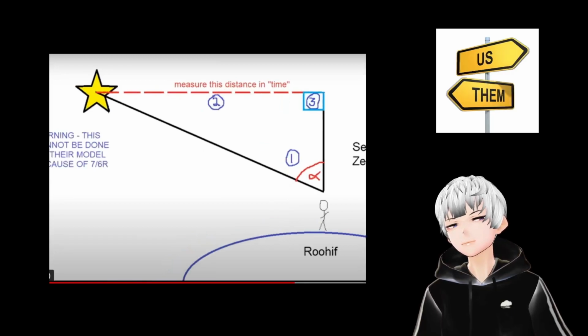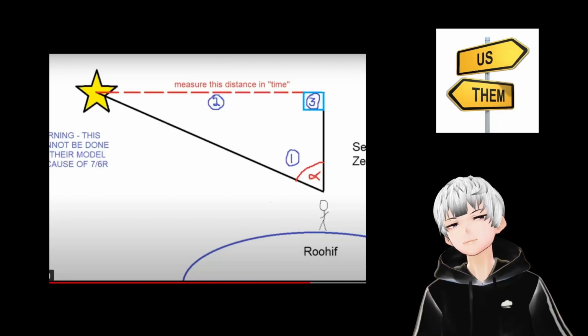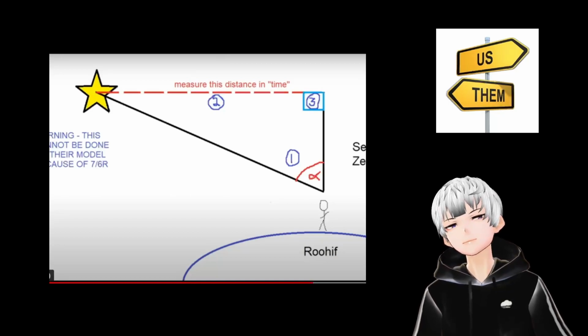because on the sphere, on their model, this can't be done because of 7/6r, when the observer looks out to the star, whatever angle that is, that line, that optical line of sight through the sextant, imagine that you're looking down the barrel of the gun, you've got the sextant up to your eye, and you're looking out to that star. On their model, because light does not follow a straight line, that means that this line from the observer to the star is a curve.